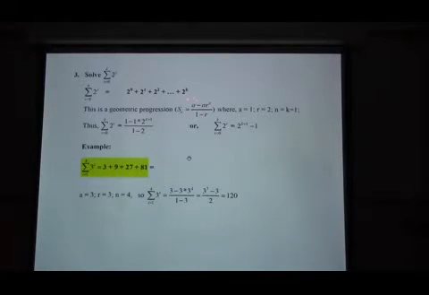So it's going to be the first term minus the first term times r to the n, over 1 minus r. So it's going to be 1 minus 1 times the ratio to the n over 1 minus r. That gives me 2 to the k plus 1 minus 1 over 2 minus 1, when I multiply top and bottom by negative 1 over negative 1. Does that make sense?